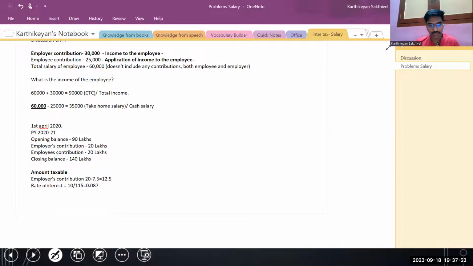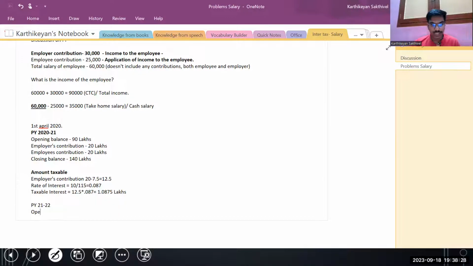Rate of interest. So taxable interest எவ்வளோ இப்போ 12.5 into 0.087. இந்த amount is taxable. Correct? 1.0875 lakhs is taxable. Yes, sir. Do you have any doubts in this? Oh, sir. Super. இப்போ we'll go to previous year 21-22.